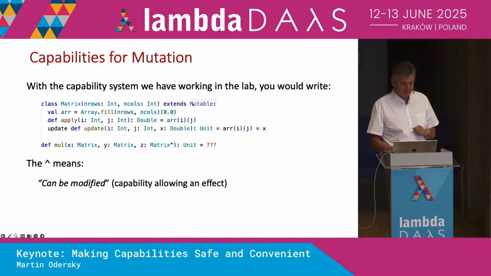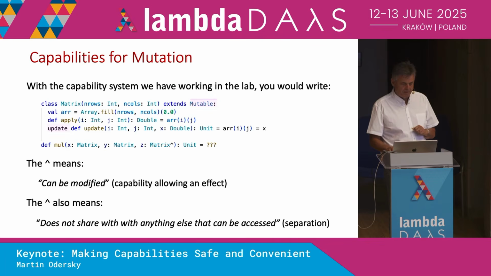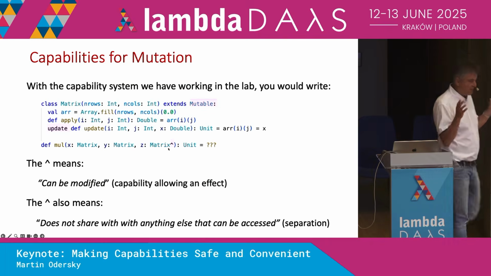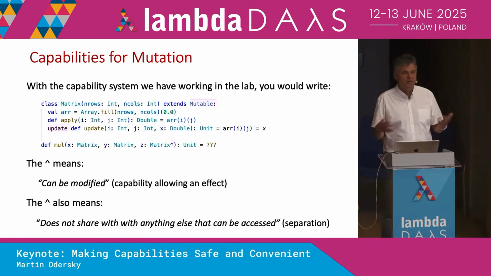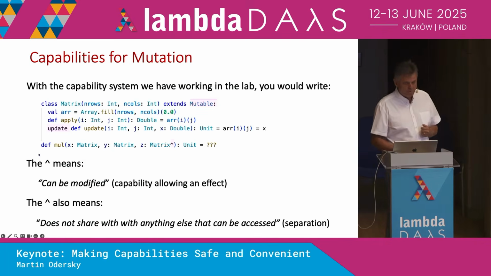And then those classes would have read methods like apply for the index, and it would have update methods that change. And I have to mark these with update. And the final thing I have to do in the signature of the matrix, I have to say, well, Z is a matrix with a hat. So it could capture arbitrary capabilities, including the capability to modify the matrix. That's part of it. So hat means, among others, now can be modified.